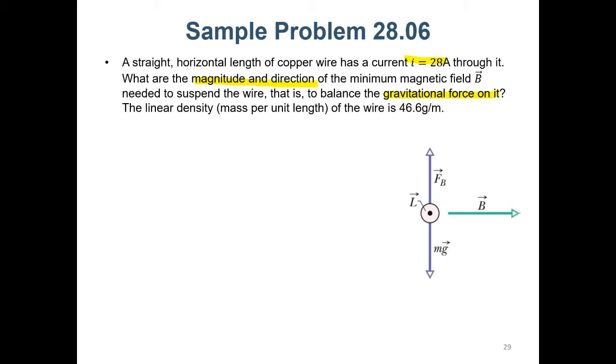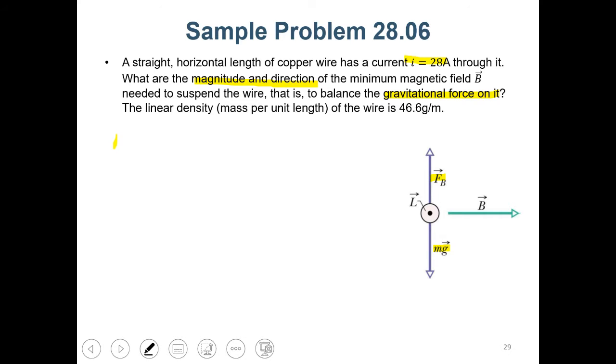The linear density of the wire is 46.6 gram per meter, so we can calculate the mass of this wire. As we know, the gravitational force is mg pointing downward, and the current is pointing out of the page, and the B field pointing to the right side. So the force acting on the wire due to the Lorentz force will be pointing upward. So we want the magnitude of F_B to equal mg.